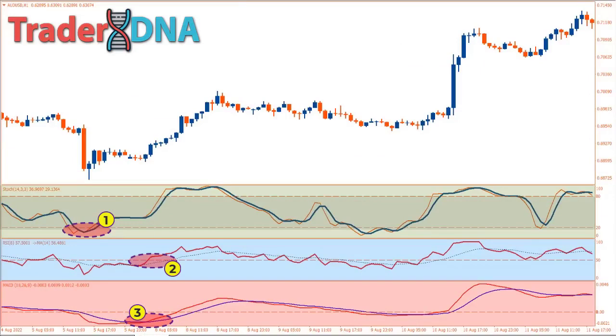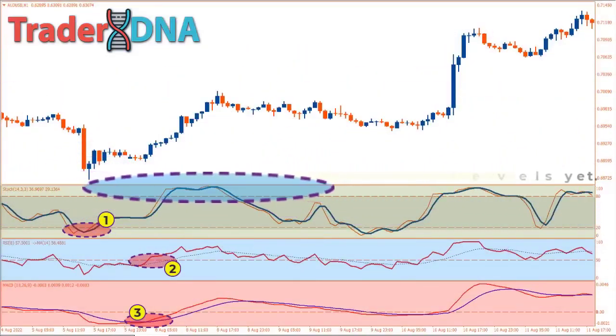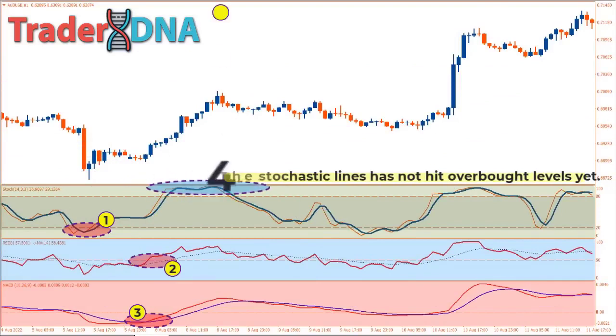Step 4. Ensure that both of the stochastic lines have not hit overbought levels yet. Step 5. Take a buy or long position.